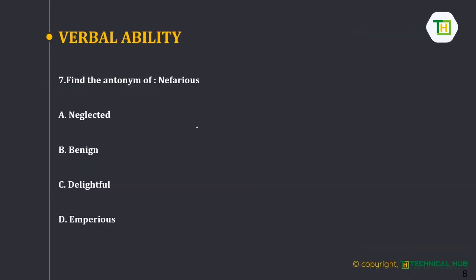Next, find the antonym of nefarious. First we should know the meaning of nefarious. Especially for antonyms, you should know the meaning of the given word, as well as the meaning of the options. So I'm first giving the details about that one word, then we'll go with the remaining words.